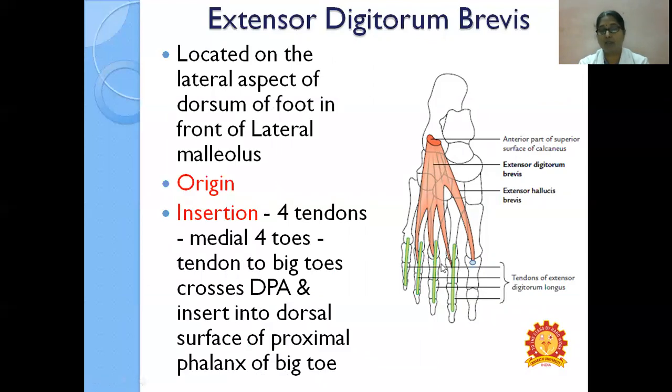So the origin is from the anterior part of the superior surface of the calcaneus, and for insertion it gives rise to 4 slips. These 4 slips get inserted into the medial 4 toes, on the dorsal surface of the proximal phalanx.